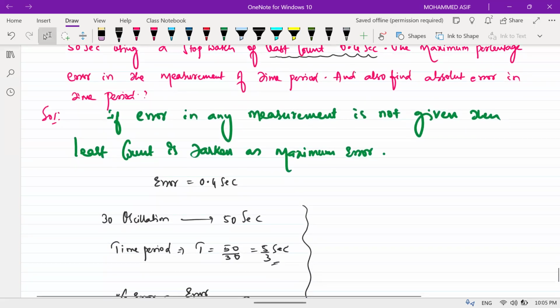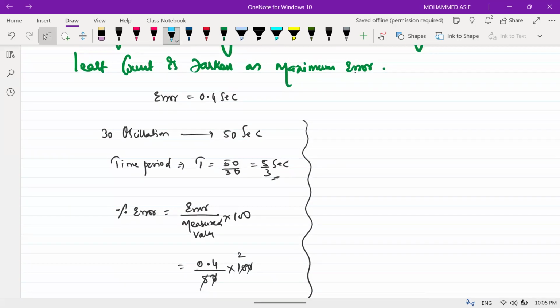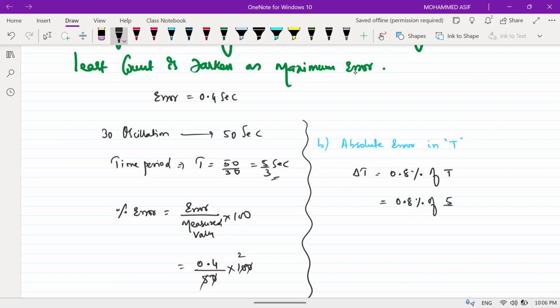It is asking the maximum percentage error in the measurement of time period. How much error will there be in the time period? 0.8%. Okay. Now part B is asking absolute error in time period, capital T. First calculate delta T. Delta T is 0.8% of your original time period, that is 0.8% of 5 by 3 seconds. That means 0.8 into 5 by 3, divided by 100.